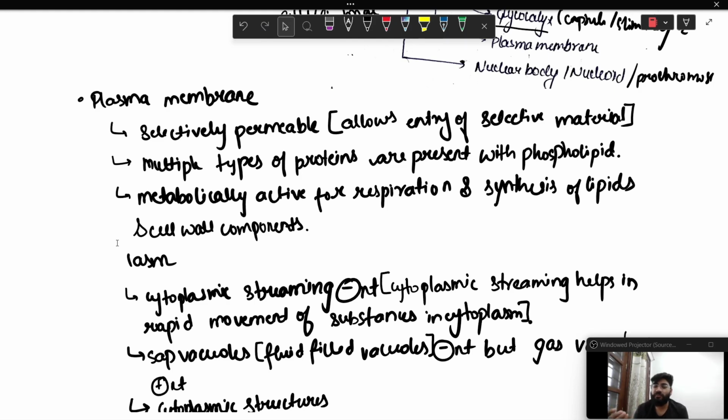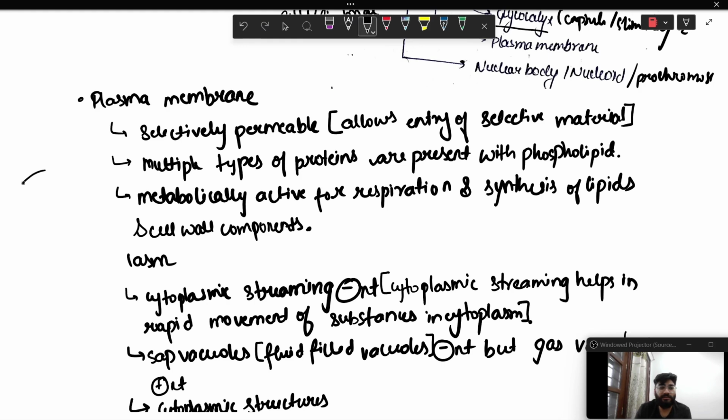But in case of a prokaryote like bacteria, it does not have mitochondria, because prokaryotes have non-membranous organelles which are present inside the bacteria. So mitochondria is not present in prokaryotes. Endoplasmic reticulum is not present, and chloroplast is not present. Instead, they have different kinds of processes that go on inside the plasma membrane only.